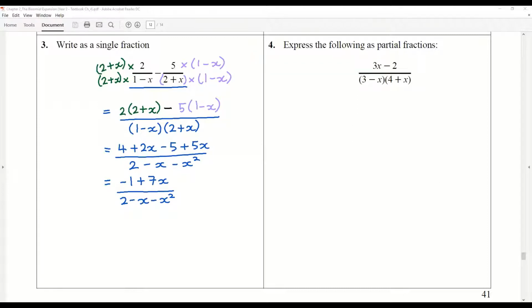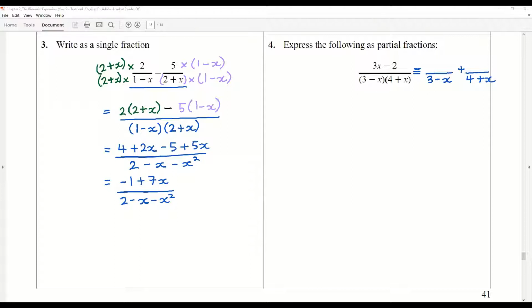Now over in question 4, we do the opposite, although the skill set is the same. We're going to write this single fraction with a factorized denominator as partial fractions. So the first part of this task is you obviously need to conjure up the knowledge about partial fractions that we covered. What is this identical to in partial fraction terms? Well, we must have something over 3 subtract x and something else over 4 plus x.